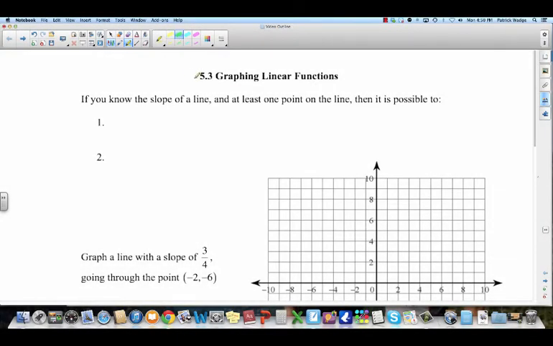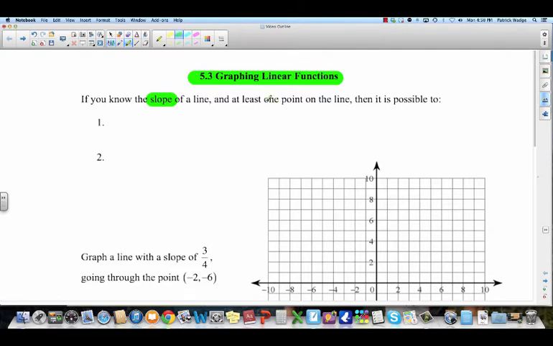Time for section 5.3, which is on graphing linear functions. Linear functions, guess what every single one of these is going to look like? A line. So basically, if you know the slope of a line, remember slope is rise over run. It's a measure of how steep a line is.